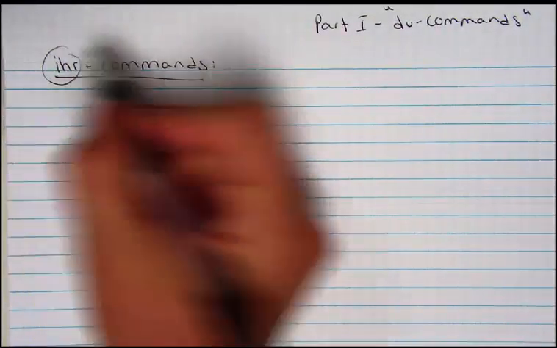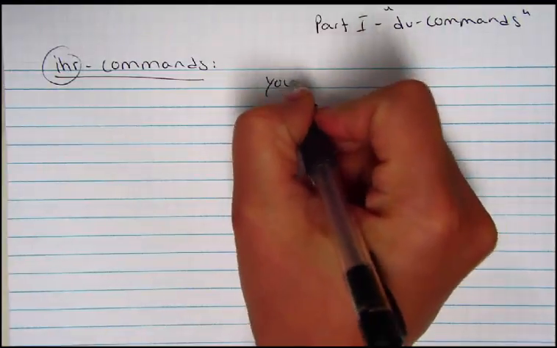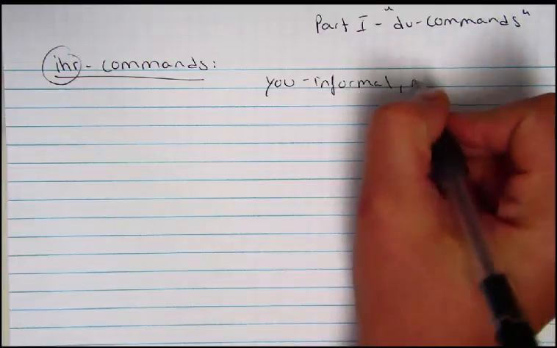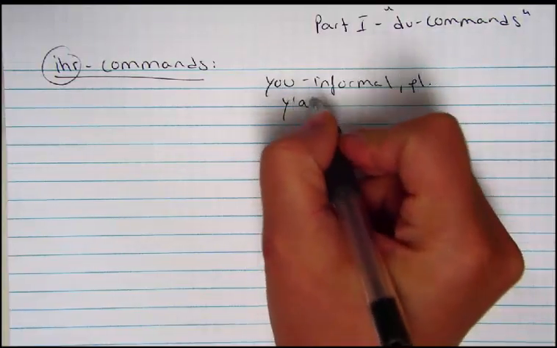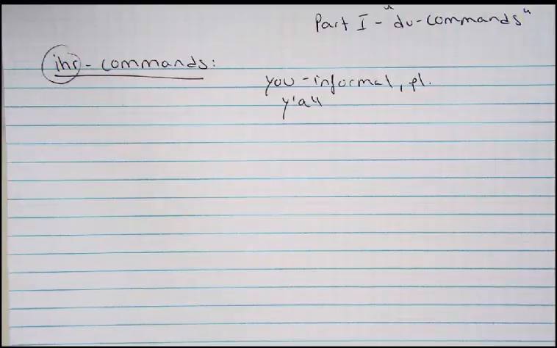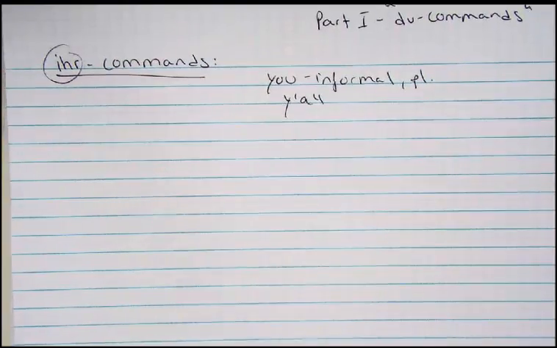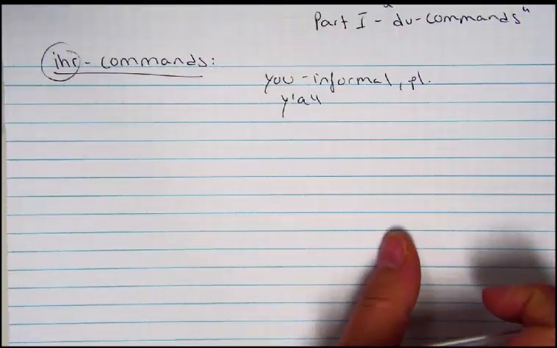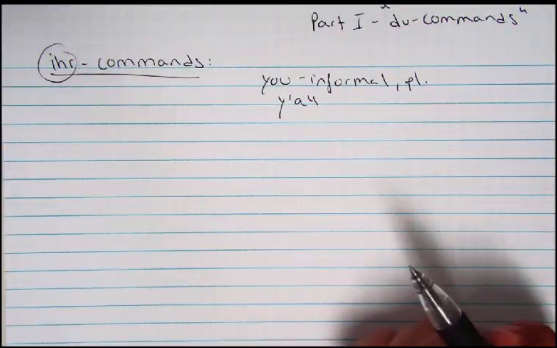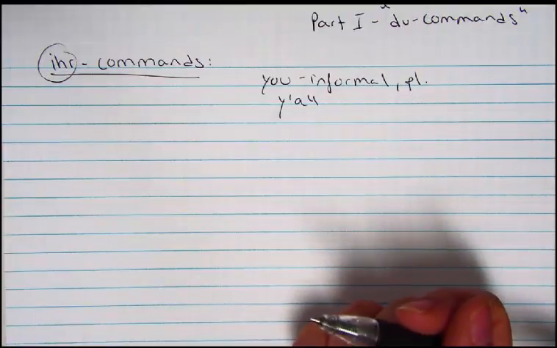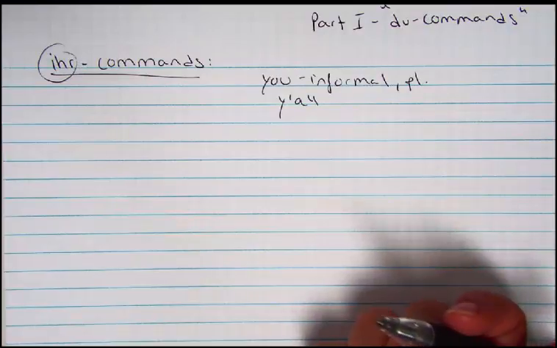So ihr, of course, is you, informal, plural. So we always say y'all, right? So these are the y'all commands. So if I'm talking to you guys as a group, these are the command forms I would be using. Now these are probably the easiest of the 3 command forms we're going to go over. And that is because all you have to do is drop the pronoun from your regular conjugation.